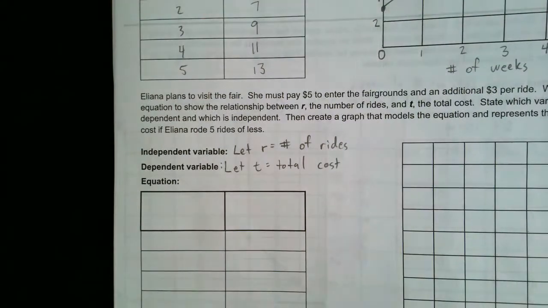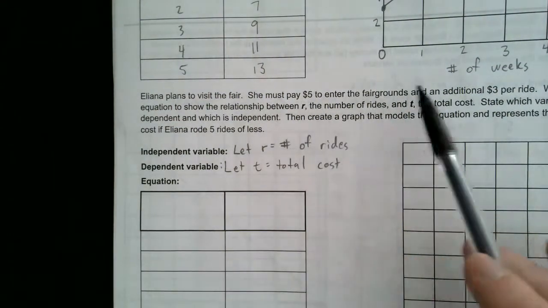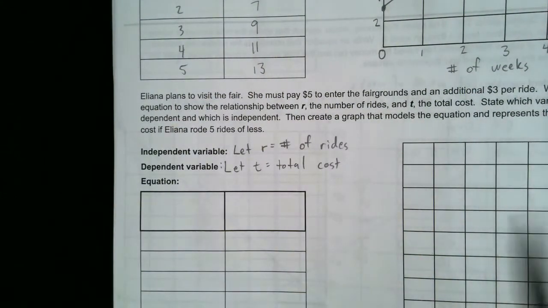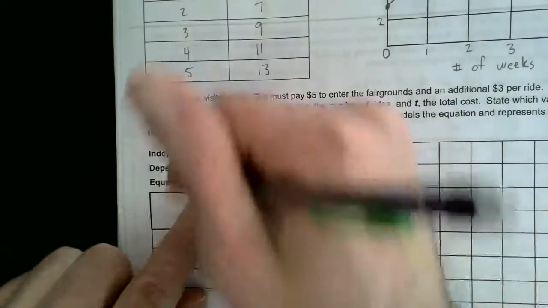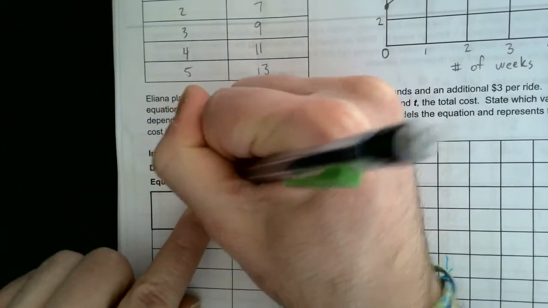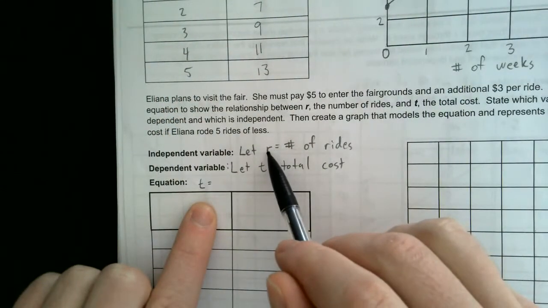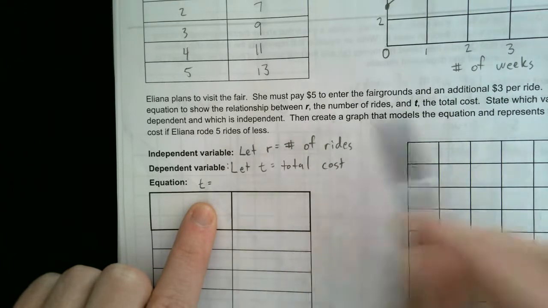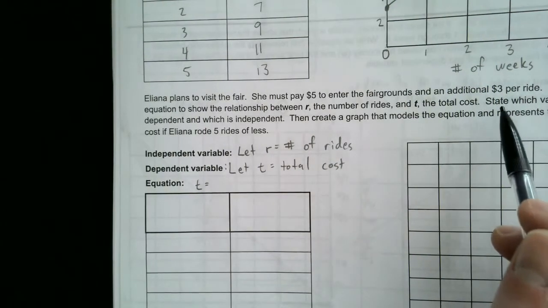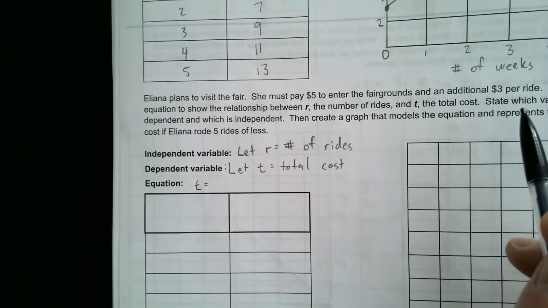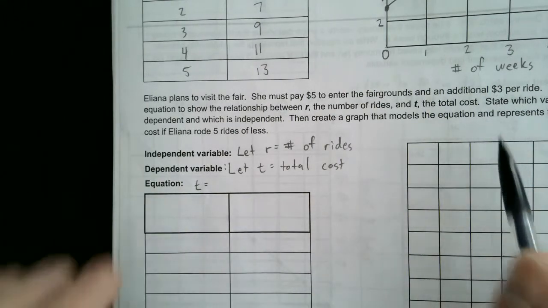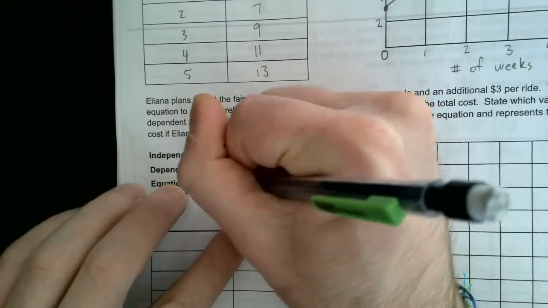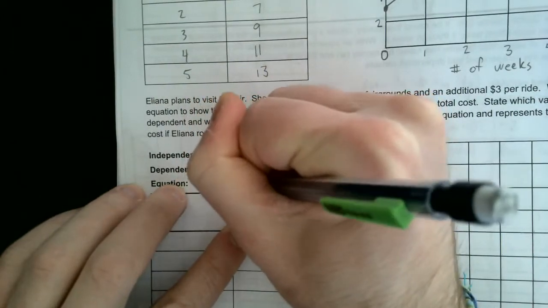Okay, you've got to think about this one for a second. She must pay $5 to enter, an additional $3 per ride. All right. So T is the total cost. It's going to go by itself. Well, the number of rides will vary. That's why it's a variable. But to find the cost of the rides, she'll pay $3 per ride. So to find the cost of the rides, we'll do $3 times R.